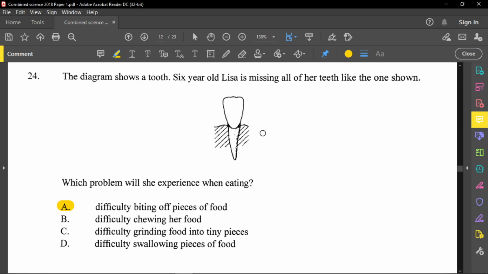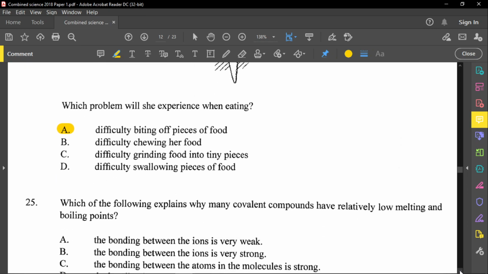The molar and the premolar are used for grinding, and also for chewing. There's no tooth used for swallowing. The tongue is used for that. And the canine teeth are used for tearing, just to make a note of that.